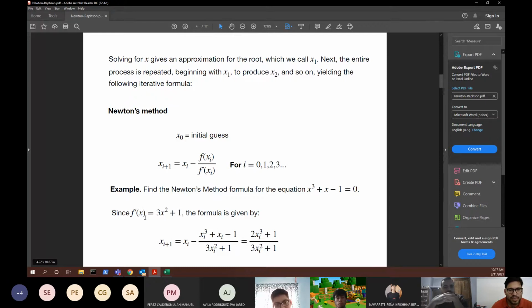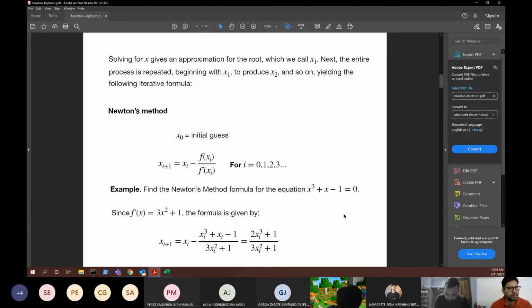Okay, so in general, we can have an example. So we have this equation: x to the power 3 plus x minus 1, and this is equal to 0, right? If we calculate the derivative of this function, we know that it's going to be 3x squared plus 1. This is the derivative.